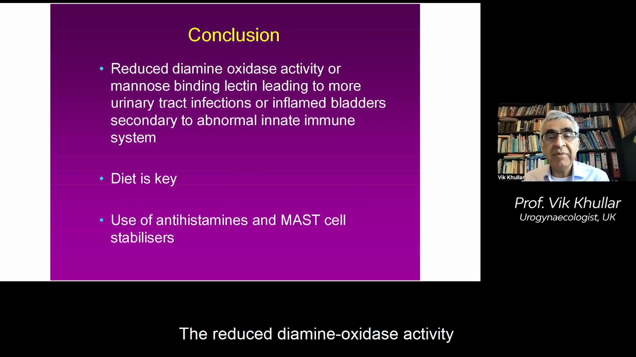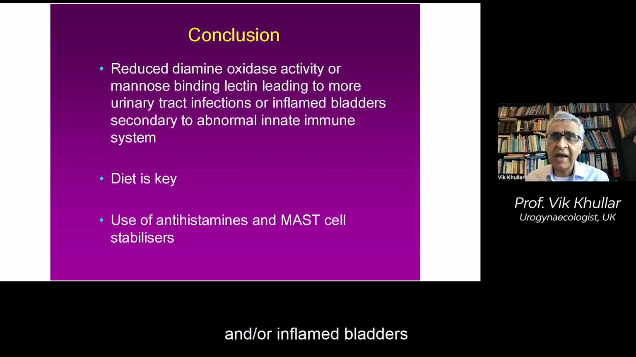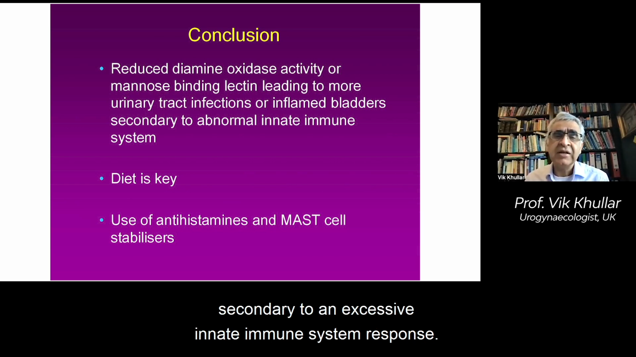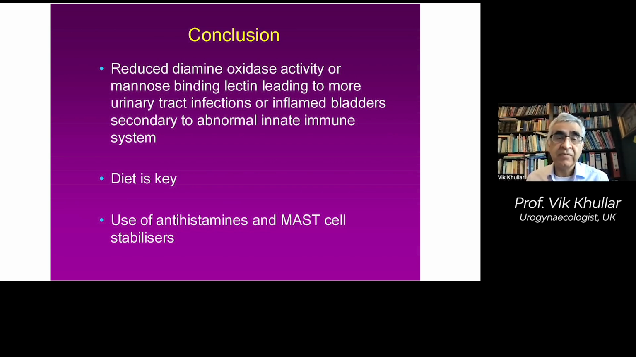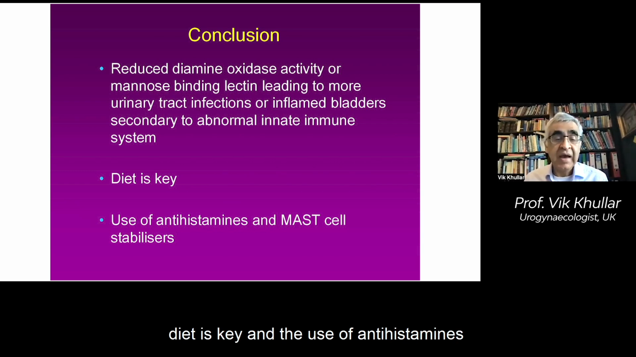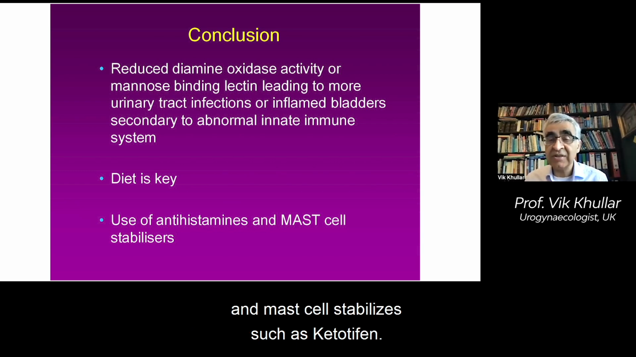The reduced diamine oxidase activity, or mannose binding lectin, leads to more urinary tract infections and or inflamed bladders, secondary to an excessive innate immune system response. Treatment of these patients: diet is key, and the use of antihistamines and mast cell stabilizers such as ketotifen.